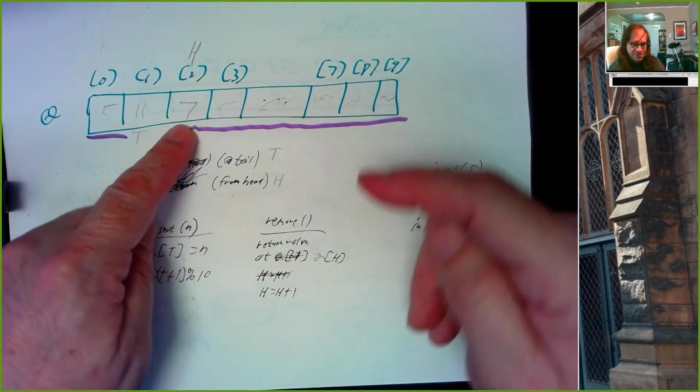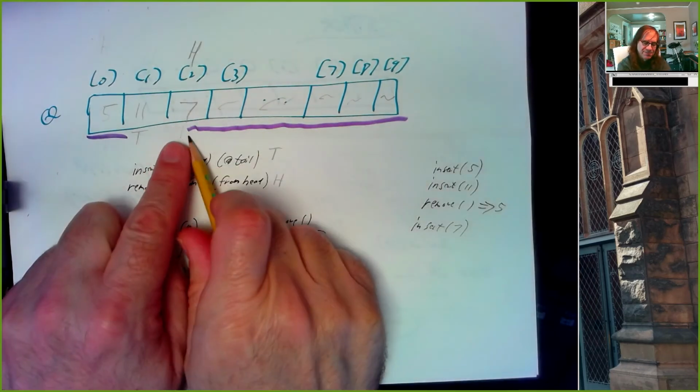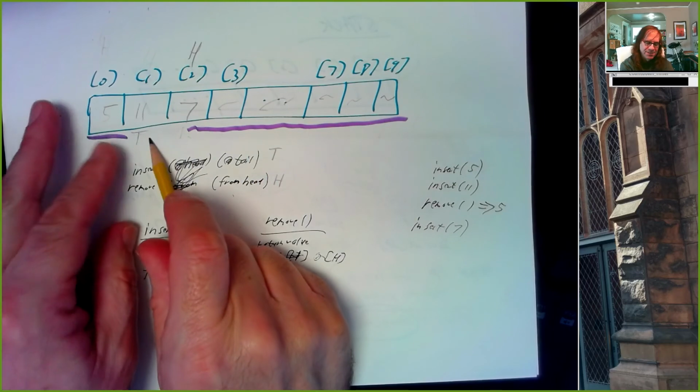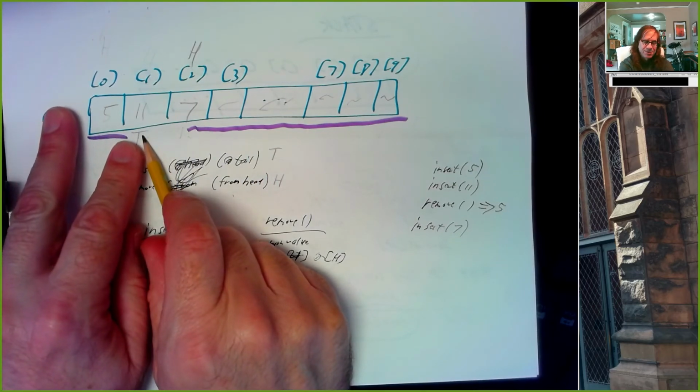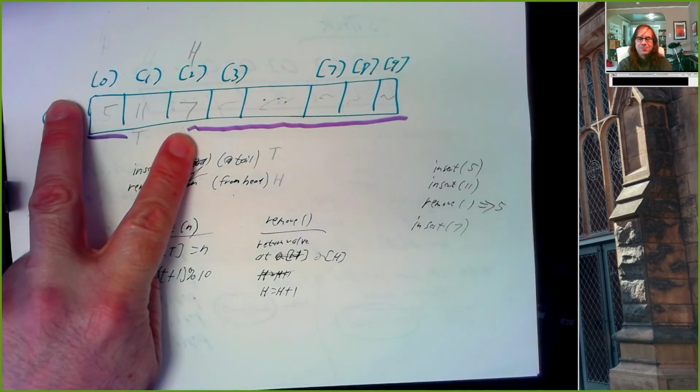Because the first thing that I'm going to remove is this 7 right here. That's the head of my queue. This is all part of the body. This is part of the body. This is the tail. But if I add something more at the tail, then every spot in my array is occupied.